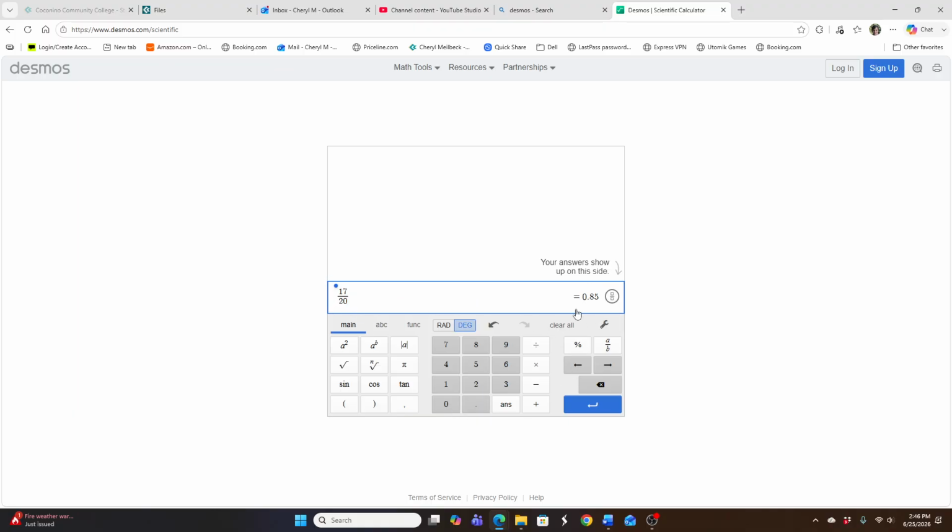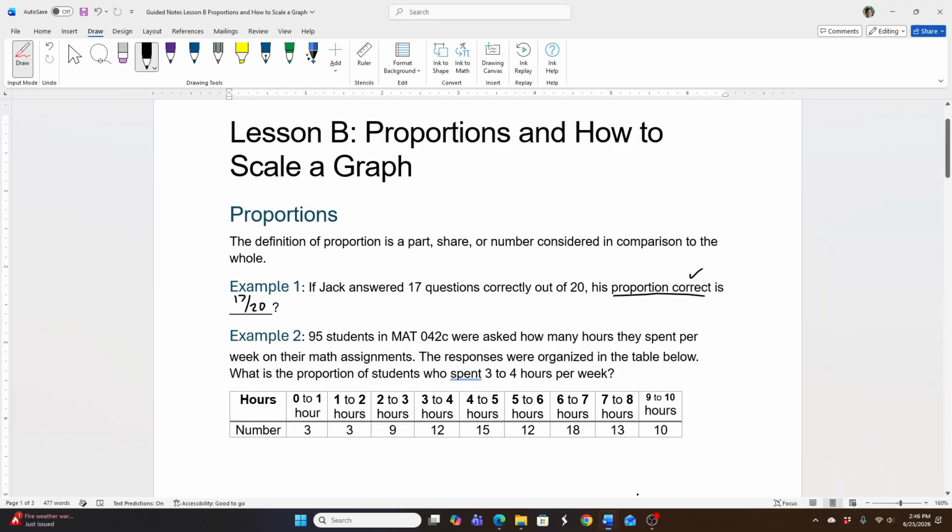It's often good to reduce the fraction as far as you can. So hitting this little fraction will change your answer to a fraction, but not only that, it will reduce it. If we do that here, it gives us the same answer, 17 out of 20. So we know that 17 out of 20 is fully reduced. So we can leave it as 17 out of 20, or we could write it as its decimal form, 0.85.